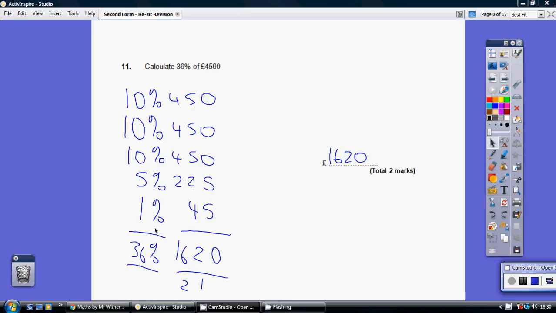Now 1% is a tenth of 10%. To get 10% to 1%, you divide by 10. So we've got to divide 450 by 10. Now we said a minute ago, how do you divide by 10 if you've got a naught on the end? You just knock the naught off. So 1% is 45. So 10 and 10 and 10 and 5 and 1 is 36%. Add these together, we get 1620.